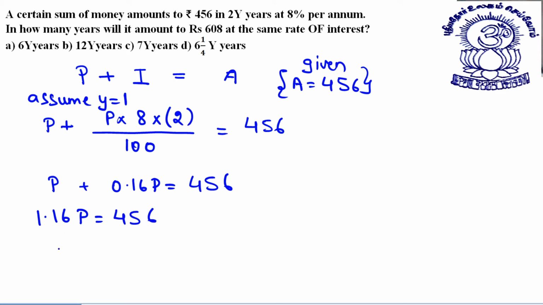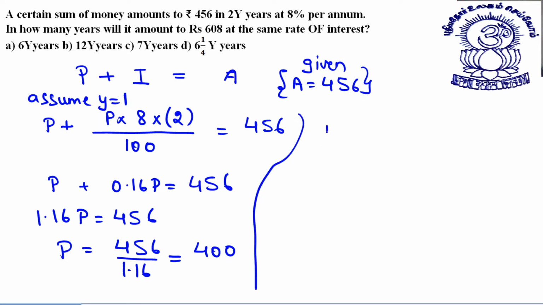is equal to 456. This way, P is equal to 456 divided by 1.16. That will give me what? That will give me 400 rupees. So the principal comes out to be 400 rupees.